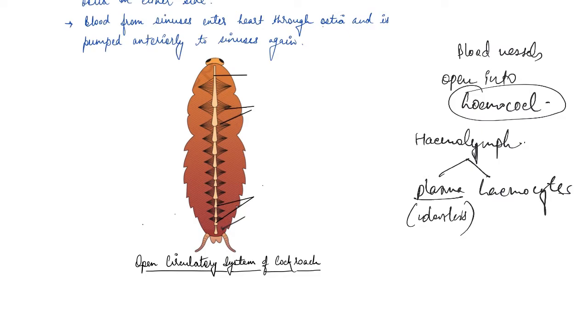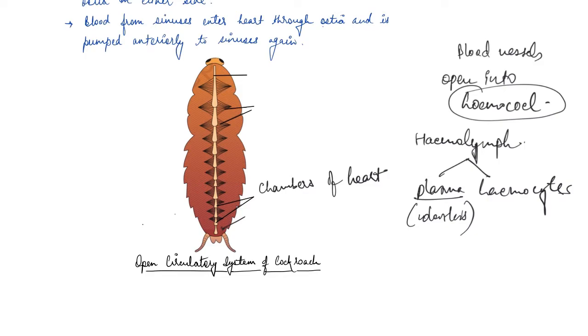So here what you see is chambers. The funnel like figure that you're seeing is nothing but the chambers of the heart. This is the chambers of the heart, right? Now, blood from sinuses enters the heart through ostia and then is pumped anteriorly into sinuses again.